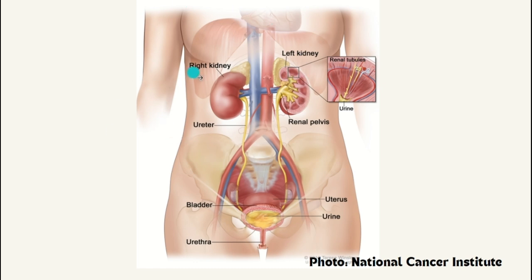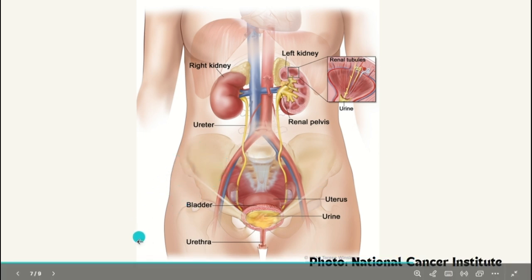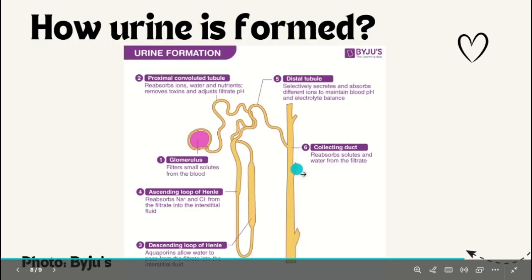And in this example, as you can tell, this is basically a female body, right? But it's almost the same thing. Almost, except in the male, obviously you won't find a uterus and stuff like that. But yeah.